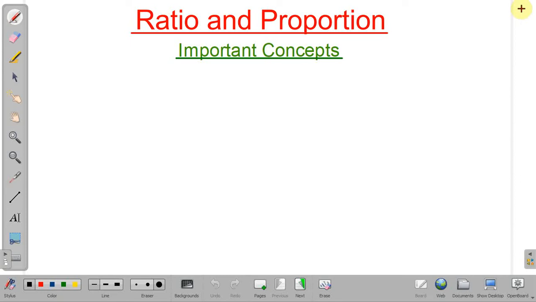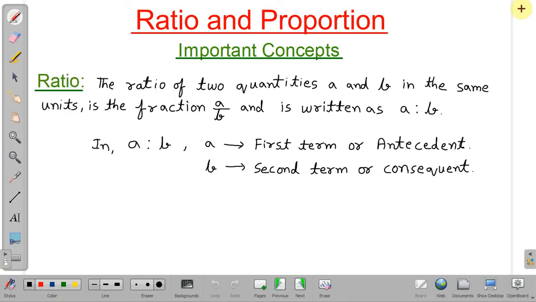In this lecture we will discuss the ratio and proportion topic, in which we will discuss some important concepts. So we will see some concepts. So what is a ratio?